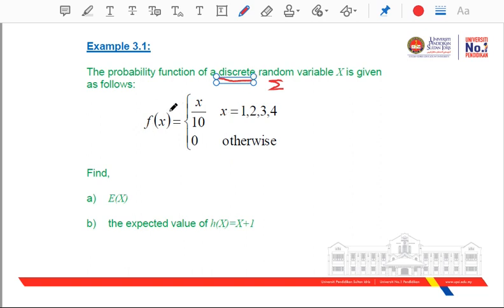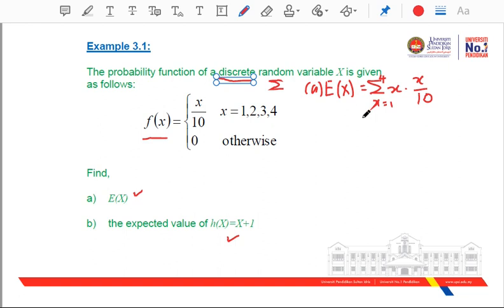Okay, this is the function given, f(x). So you need to find E(X) and then E(h(X)). How to find part a? Maybe I can write it down here. To find E(X), remember it is discrete, so the first thing you do is summation, for x from 1 to 4. Then anything in the bracket, here you put x, multiplied by the function given, which for this case is x over 10.